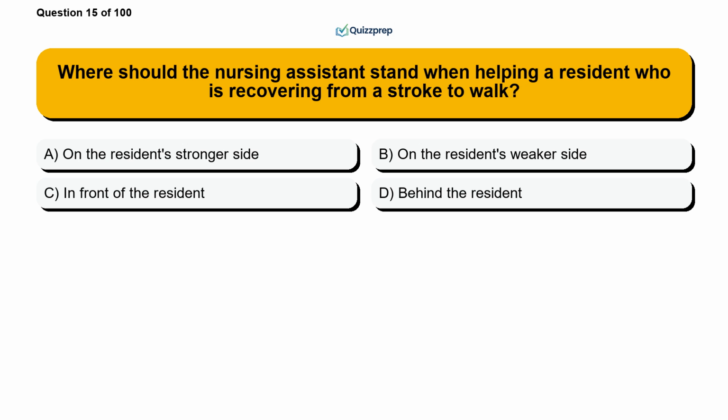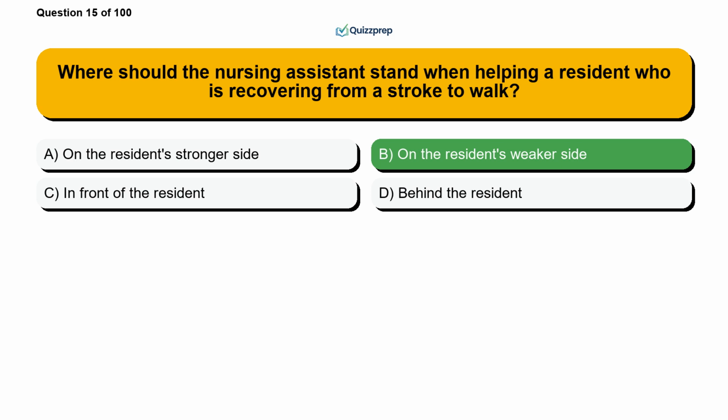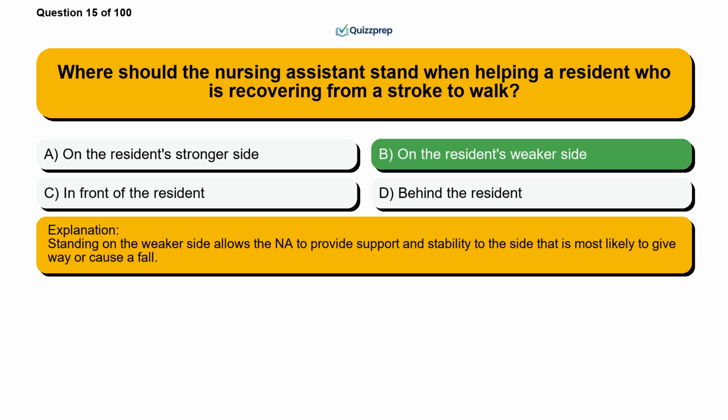Question 15. Where should the nursing assistant stand when helping a resident who is recovering from a stroke to walk? Option A, on the resident's stronger side. Option B, on the resident's weaker side. Option C, in front of the resident. Option D, behind the resident. The correct answer is option B, on the resident's weaker side. Standing on the weaker side allows the NA to provide support and stability to the side that is most likely to give way or cause a fall.